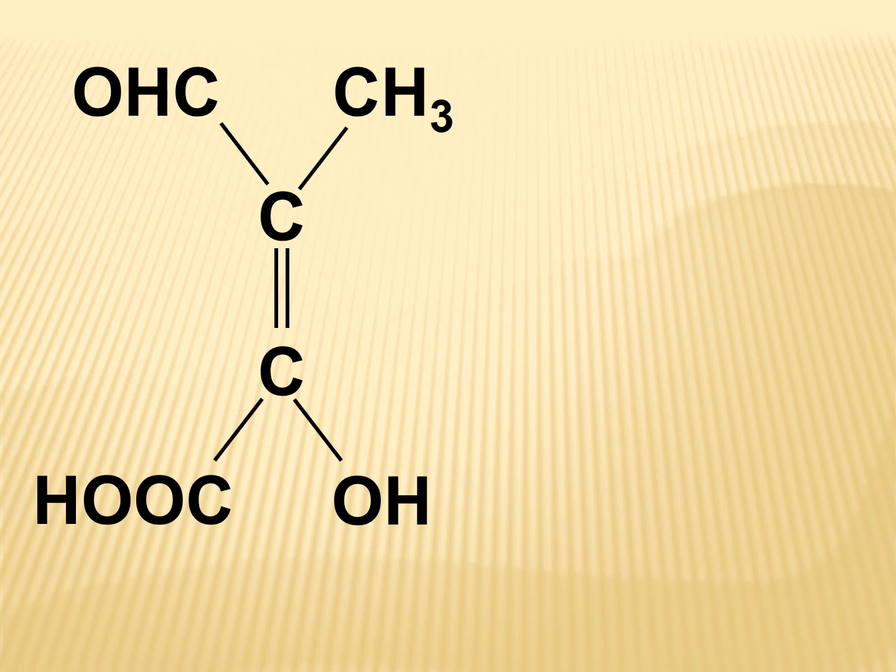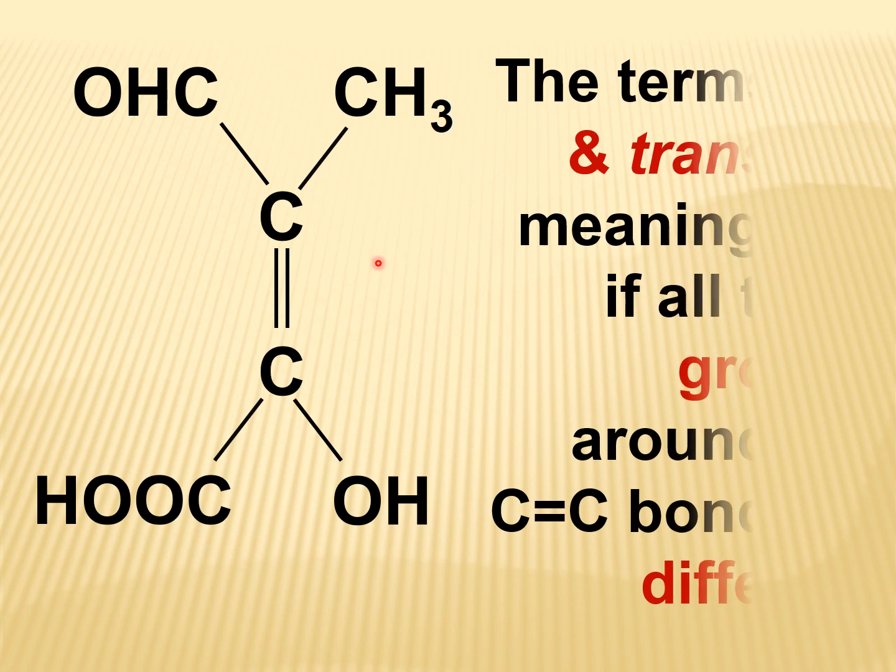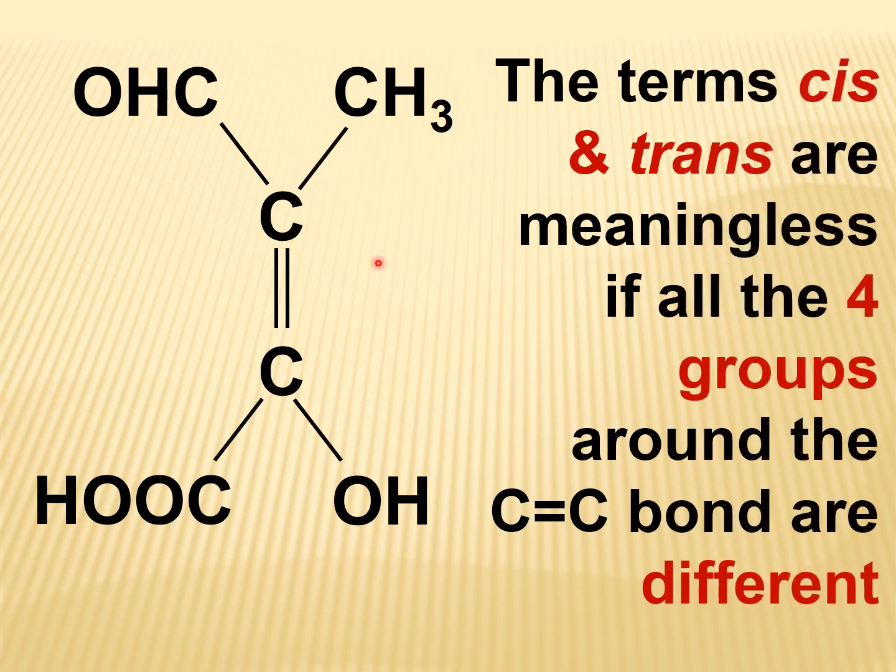If you take this example, this is an olefinic compound. Let us see what type of isomerism is shown in this compound. So it is not possible to say whether this is a cis isomer or the trans isomer. Why? Because all the four groups are different. Suppose this OH group is on this side and this CHO is on this side. We cannot differentiate between this compound and the other compound. So the terms cis and trans are meaningless if all the four groups around the carbon-carbon double bond are different. That is the situation here.